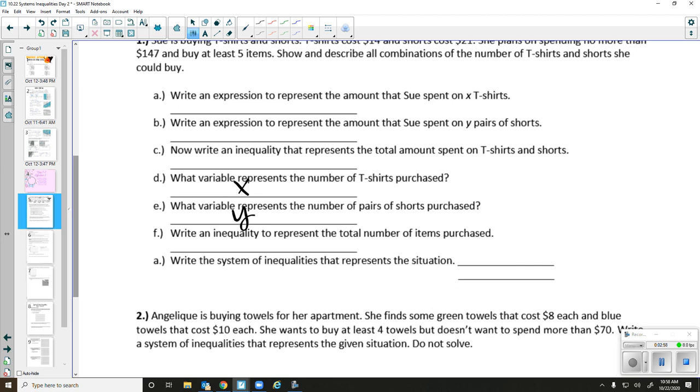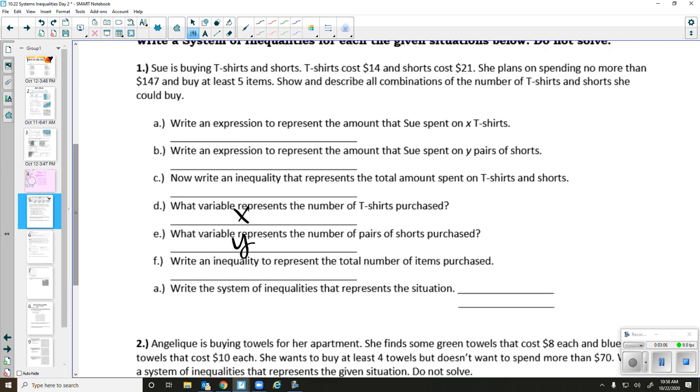Okay. This problem has two different totals. Do y'all know what the two different totals are? 147, a total amount of money that she's allowed to be spending. And we're given a total about the number of clothing items that she's going to be getting. So that's where we're going to generate our two inequalities: one that goes with money and one that goes with just the number of things she buys.